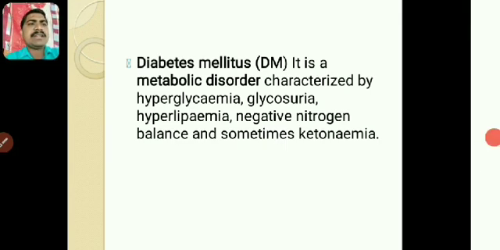Diabetes mellitus is a metabolic disorder characterized by hyperglycemia, meaning an increase in glucose level inside the blood. Then glycosuria, meaning presence of glucose inside the urine. Then hyperlipemia, meaning increase in lipid concentration inside the blood or plasma. Then negative nitrogen balance, meaning there is an increase in excretion of nitrogen from the body as compared to intake of nitrogen. And sometimes it is characterized by ketonemia. Ketonemia means presence of ketone bodies inside the plasma.